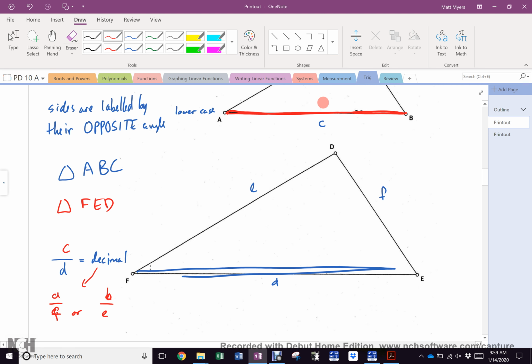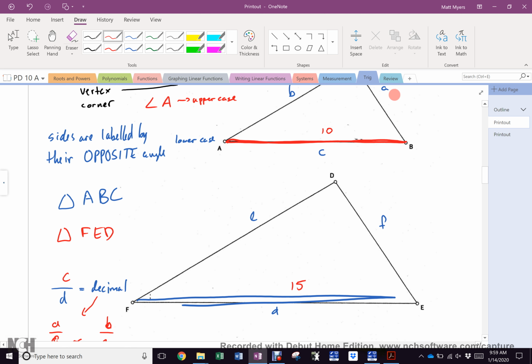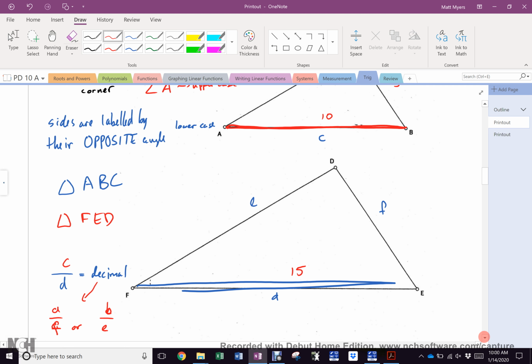So if C is 10 and D is 15, everybody with me? And A is 5, what is F? He waited patiently for the crickets to stop making noise.